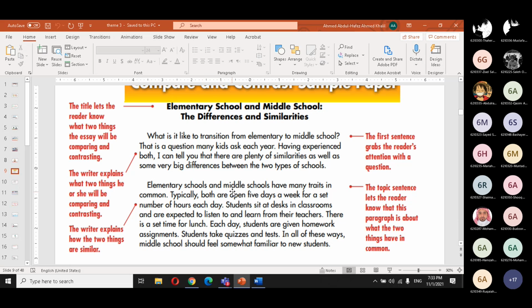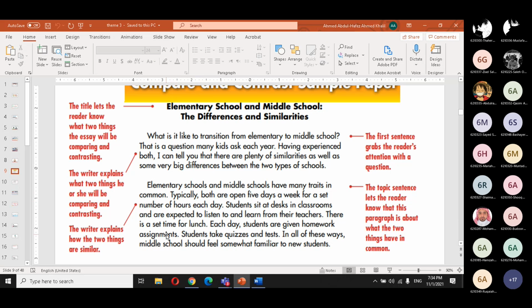Elementary schools and middle schools have many traits in common. Many traits means qualities, characteristics. Traits يعني خصائص. In common يعني similar. يبقى أنا عرفت من البداية إن this paragraph is about similarities. دي اللي قلنا عليها topic sentence بتبين what the paragraph is about. يبقى لازم من البداية تكتب تقول what the paragraph is about. It's about what? Okay.